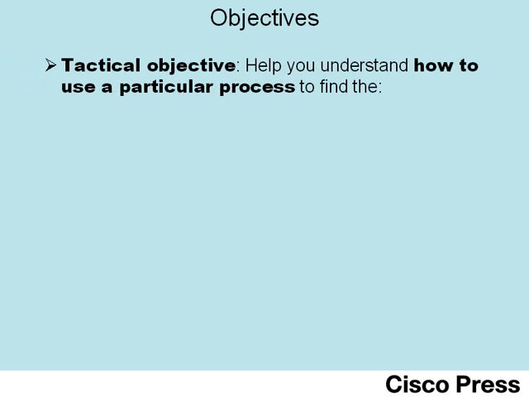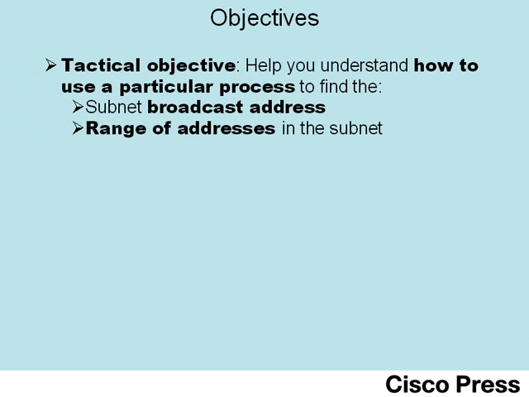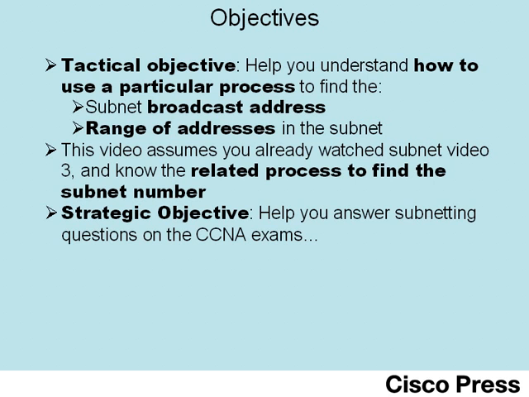255.255.255.240. The first objective for this video is to examine a particular process for finding both the subnet broadcast address and range of valid addresses. This video picks up the same problem that was begun in subnetting video 3, which showed how to start with an IP address and mask and find the subnet number, with this video now taking that subnet number and finding the subnet broadcast address and range of valid addresses. And as with all these subnetting videos, the strategic objective is to help you prepare for the CCNA exams so you can do subnetting questions quickly and with confidence.